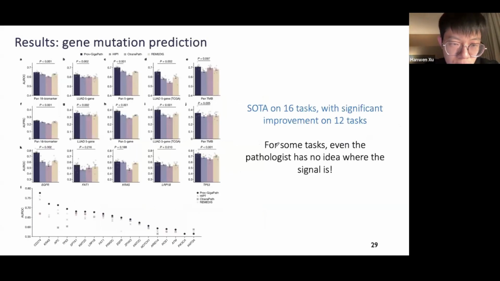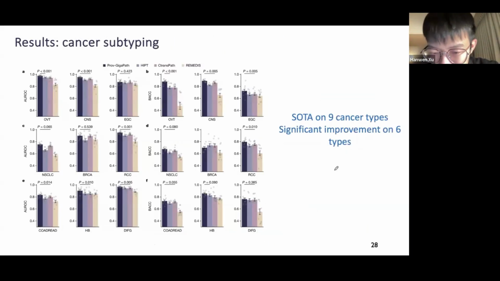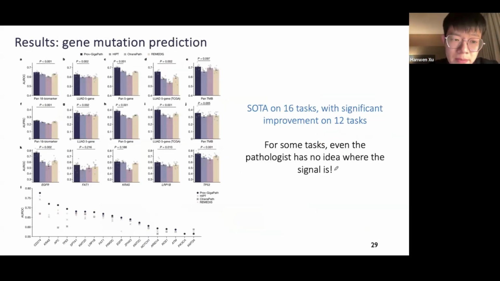So next, we try to apply this model to biomarker predictions, which is also usually the second step in the cancer guideline. As you can see in the cancer guideline, we first determine the cancer subtype, then we check the biomarker results, then we can drop into other pages to check for the treatment. So for the biomarker predictions here, we evaluate mainly in 2 settings.